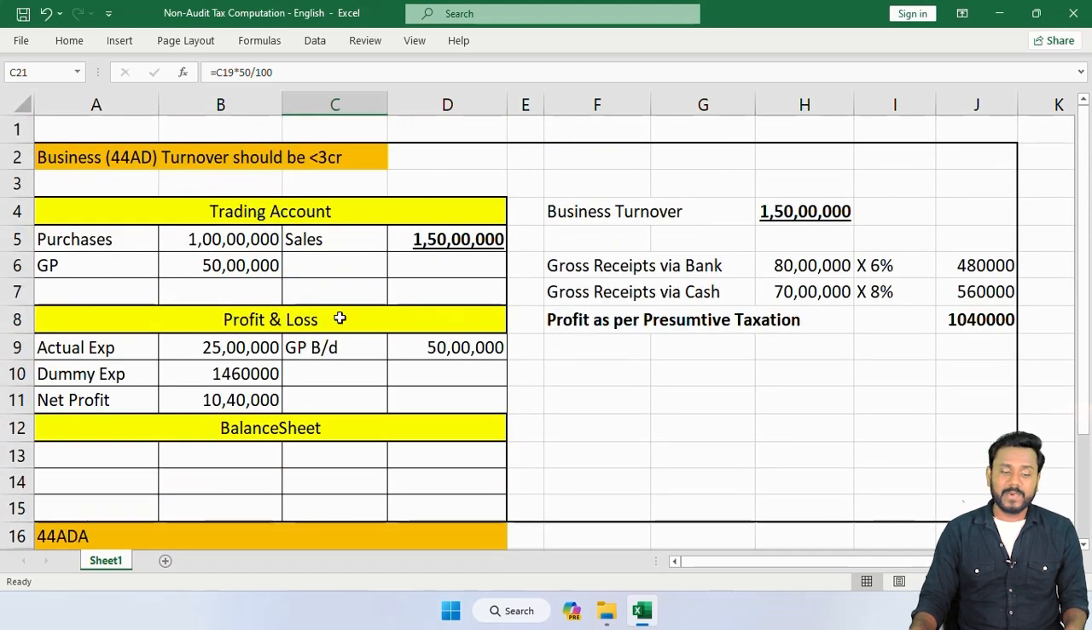Let me confirm again, this presumptive taxation scheme is not applicable to companies and not applicable to LLPs. Companies and LLPs always need to go for audit of their book of accounts. Only the profit as per the audited book of accounts will be considered for income tax filing.